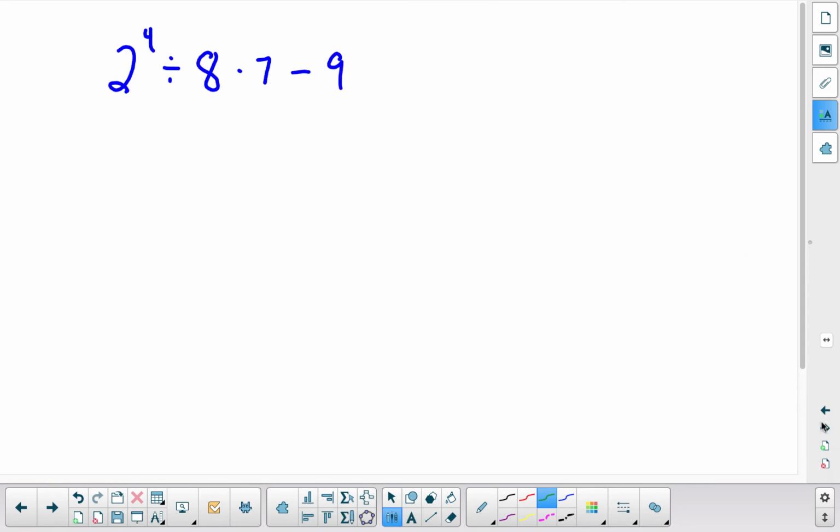Let's try another one. So again, I'm going to leave that over here just to reiterate my point. If I do parentheses first, it's still not here. Exponents is next, so 2 to the 4th power. I could write 2 times 2 times 2 times 2. 2 times 2 is 4, times 2 is 8, times 2 is 16. So the order of operations, I've done the exponents, that's all set.